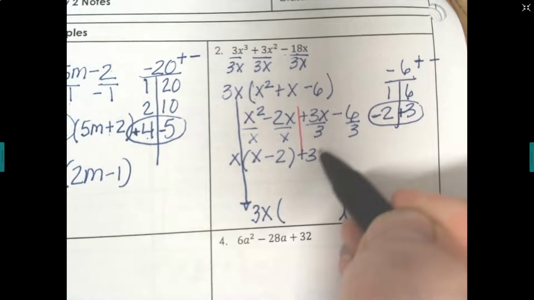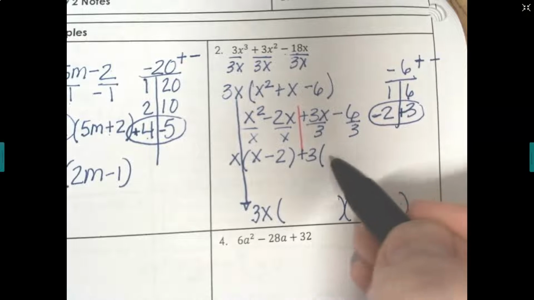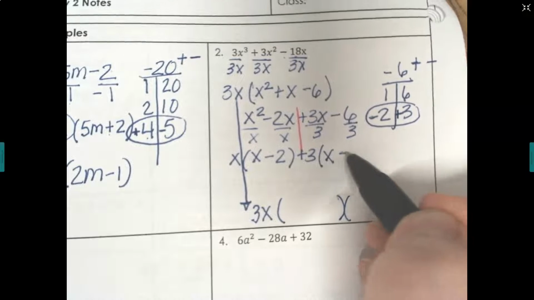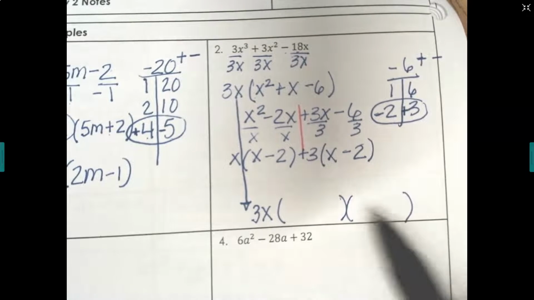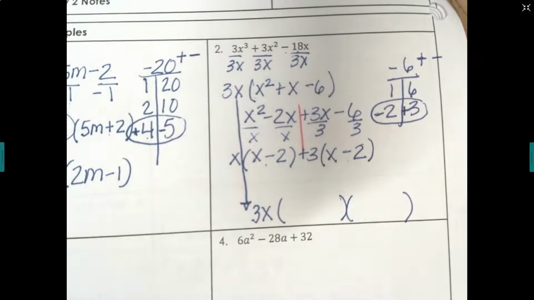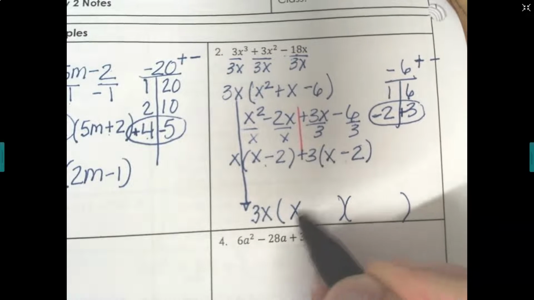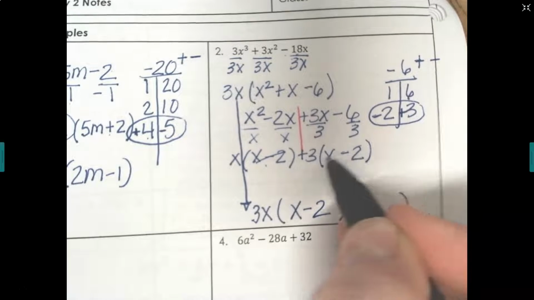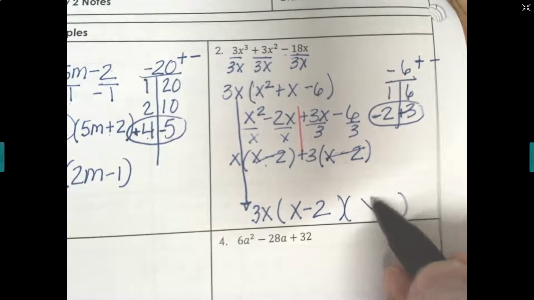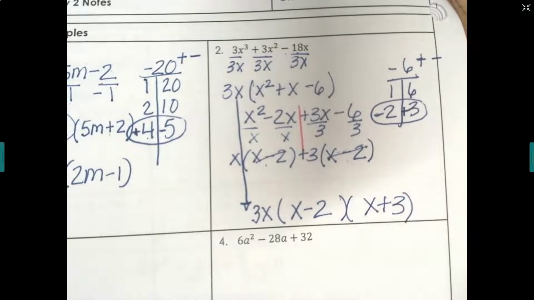When I divide a positive 3 out of this binomial, I'm left with x minus 2. We know we're right because our parentheses are going to match. So one parenthesis will be x minus 2, and what's left over for the other parenthesis is x plus 3.